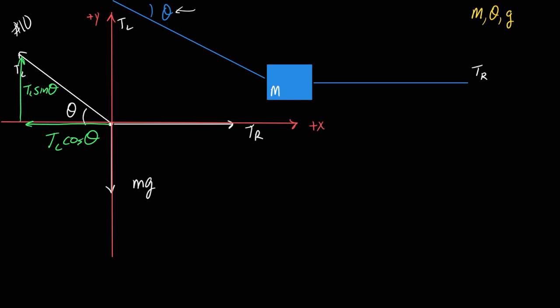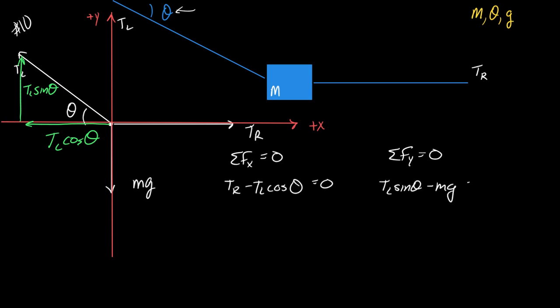I'm on the last step, which is to take net force in the x direction, set it equal to 0. Net force in the y direction, set it equal to 0. In the x direction, I have two vectors. So it looks like TR minus TL cosine theta would be equal to 0. In the y direction, I have two vectors. So it looks like TL sine theta and mg. So TL sine theta minus mg equals 0.